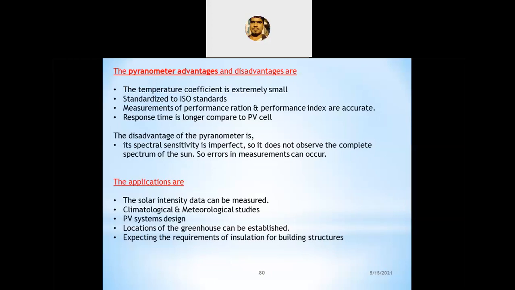We already know what is meant by the electromagnetic spectrum. It won't absorb all the spectrum. Coming to the applications, solar intensity data can be measured and used in climatological or meteorological studies, to measure or predict the climate. Also, PV systems can use these measurements for designing locations, greenhouses can be established, and the requirements of installations for building structures can be estimated. So these are some applications.